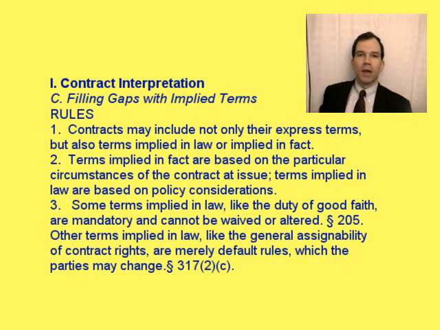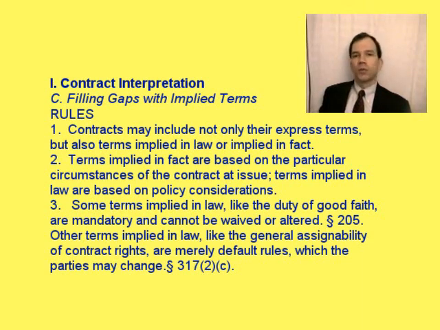The last topic that we talked about was filling gaps with implied terms, and here we saw 3 rules. First, contracts may include not only their express terms, but also terms implied in law or terms implied in fact. Second rule is that terms implied in fact are based on the particular circumstance of the contract at issue, while terms implied in law are based on policy considerations. And the third rule is that some terms implied in law, like the duty of good faith, are mandatory and cannot be waived or altered. Other terms implied in law, like the general assignability of contract rights, are merely default rules which the parties may change if they want to.